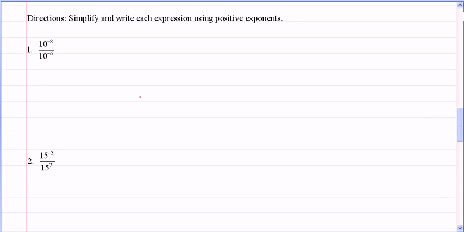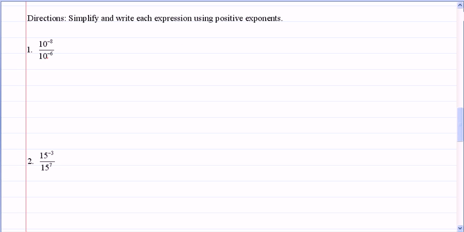So now let's look at some examples that you might see in your homework that involve all the different properties of exponents. And the directions are to simplify and write each expression using positive exponents. Sometimes the directions will just say simplify. If it only says simplify, you have to know to still write your expression with positive exponents.